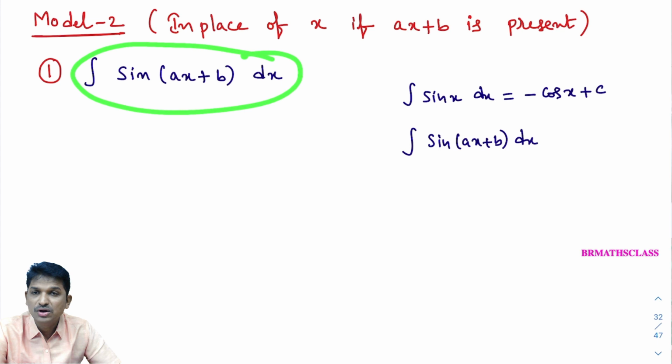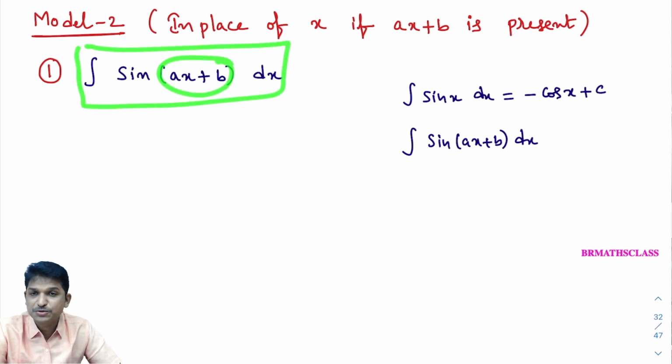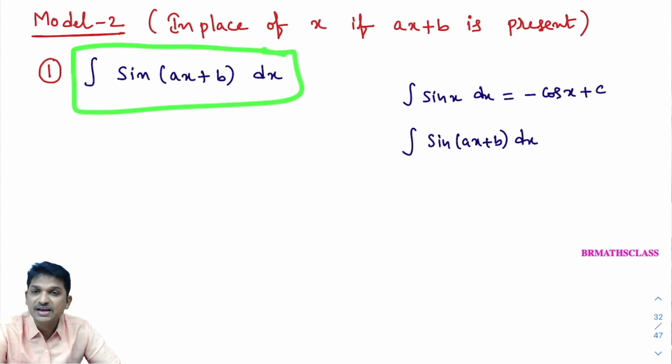So what I'll do is integration by substitution. Here, the important point is that every time ax plus b is there, we don't use the substitution method. We will write its answer directly. Listen to this carefully. As this is the first problem, I'll do this problem by the substitution method. After completing the substitution method, I'll tell you a trick for how we can write the answer to this directly.